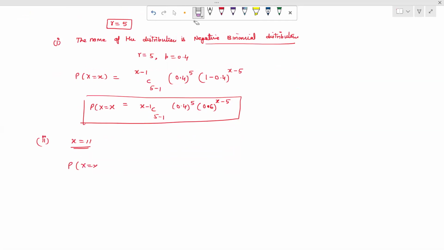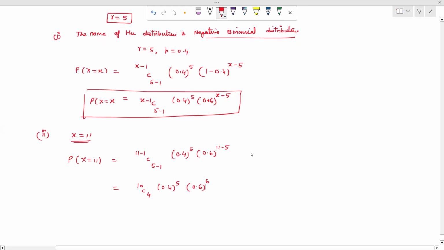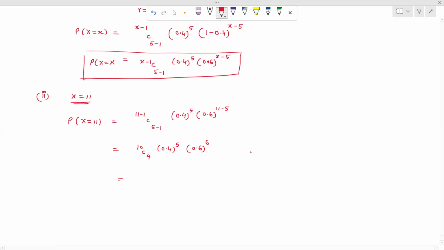So he sells the last candy bar. That means we write down x is equal to 11. So this can be written as 11 minus 1 C R minus 1, 5 minus 1, into 0.4 raised to the power 5 into 0.6 raised to the power 11 minus 5. So we can write 10 C 4 and 0.4 raised to the power 5 and 0.6 raised to the power 6. Now we simplify this, so we can get the answer approximately 0.1003.